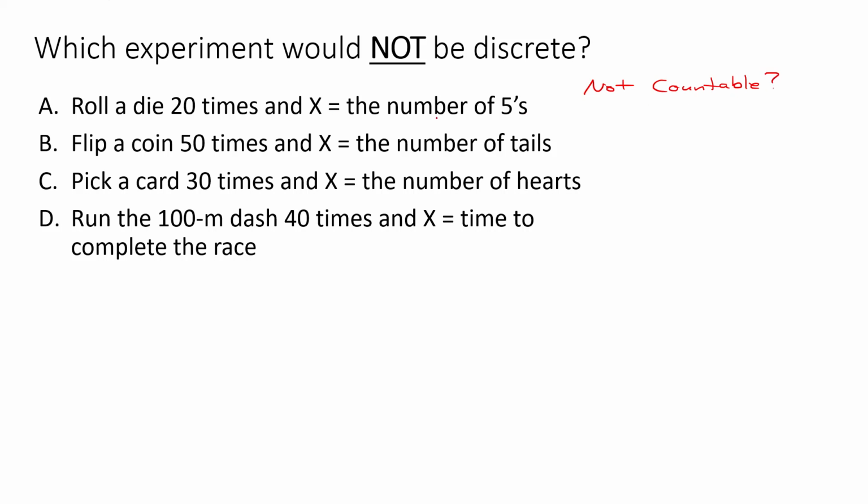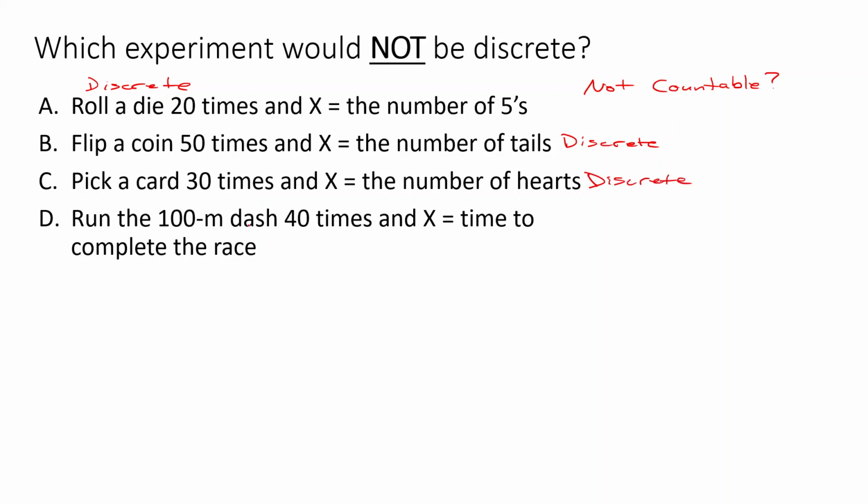All right, well, we'd be counting the number of 5s, right? So this is definitely discrete. We flip a coin 50 times, we'd be counting the number of tails. So this is discrete. It would be 0 to 50. The first one would be 0 to 20. We're picking a card 30 times, we're counting the number of hearts, so it's going to be somewhere between 0 and 30. It's all whole numbers, and we are counting the number of hearts, so it is discrete.